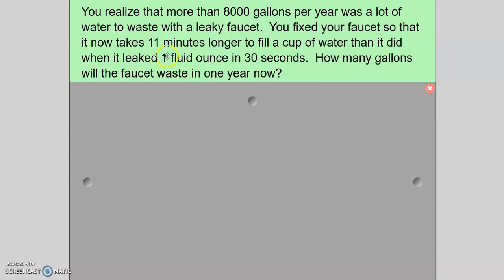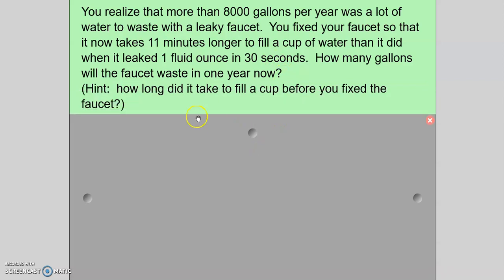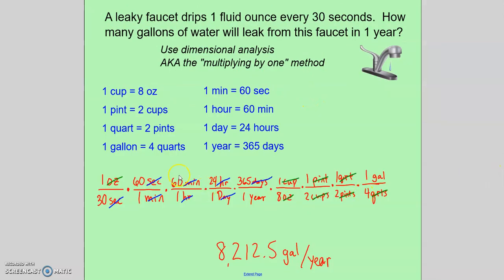So the thing is, we now no longer have this rate. This is gone. Instead, we know how much time it takes to fill a cup. But actually, we don't really know how long it takes. We know it takes 11 minutes longer than it used to. So what we need to do first here is figure out how long it took to fill a cup before we fix the faucet. And if you look back here, we never found that number. I mean, we had cups here, but we immediately canceled them to move on to pints.